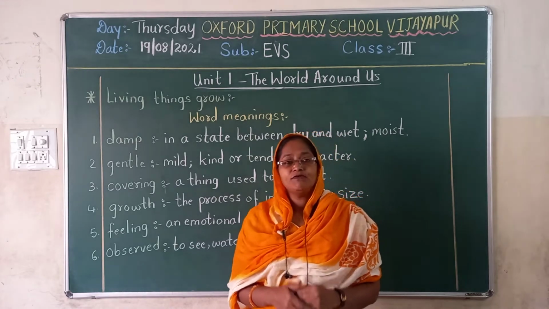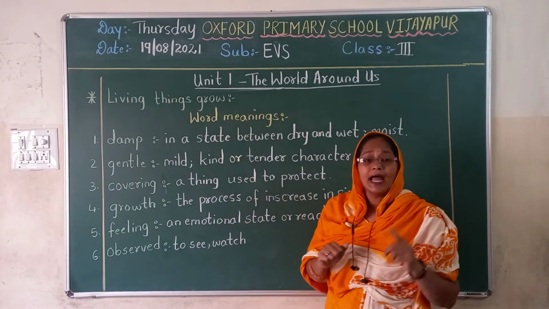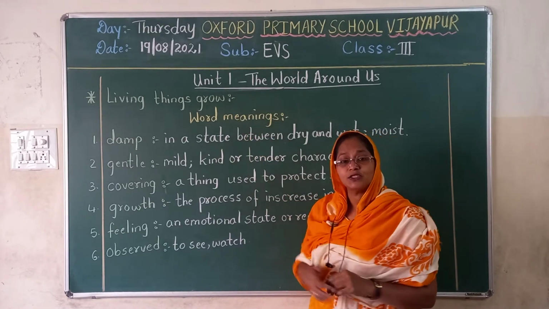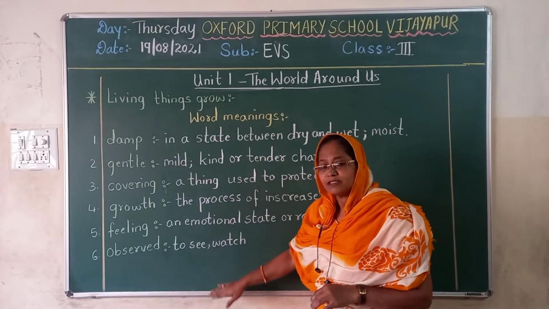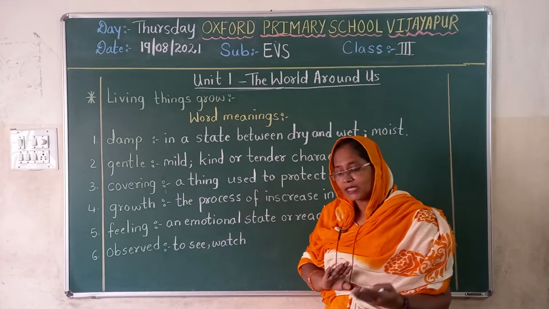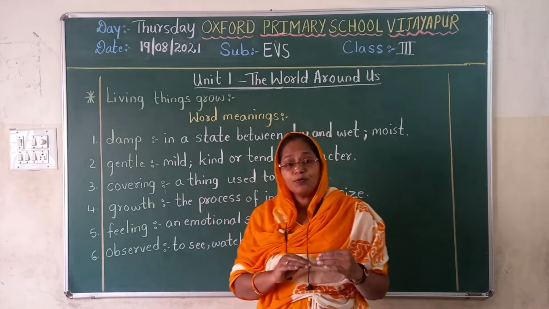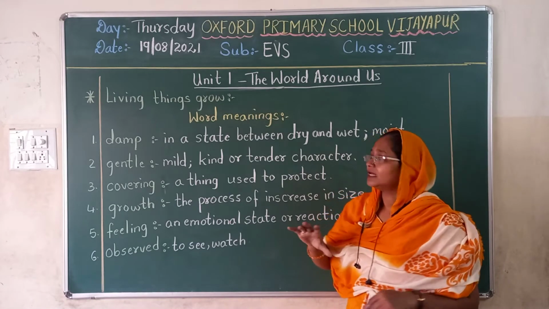But before that, children, what will we do? Today we will read that part, living things grow, and today I have given the word meanings of that part on the board. After reading this blackboard work, we will open the textbook at page number 160. So, textbook page 160, we will do reading. A small para is there.